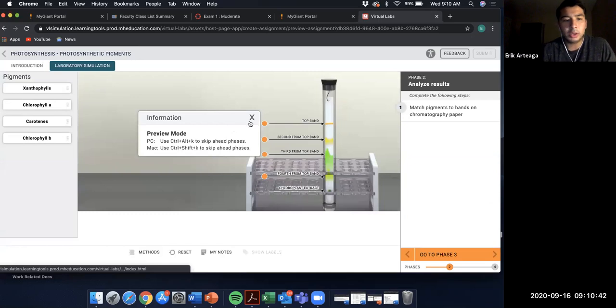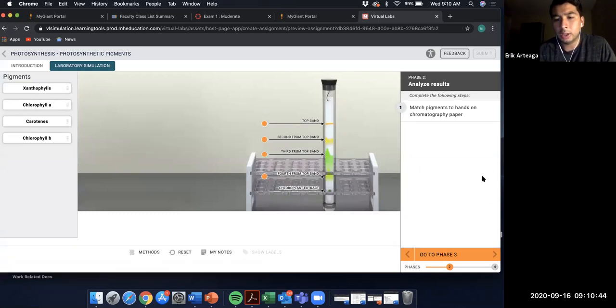So essentially what you're doing here is you're going to look at the different weights of the chlorophyll, and the pigments that can go up through this, what is called chromatography paper. What this does is it separates out the different pigments that you'll find in plants. Essentially you're looking at the different pigments and their weights. You're going to see the carotenoids, chlorophyll A and B.